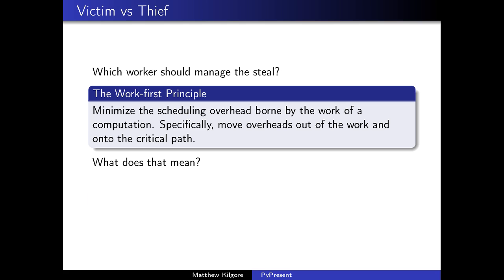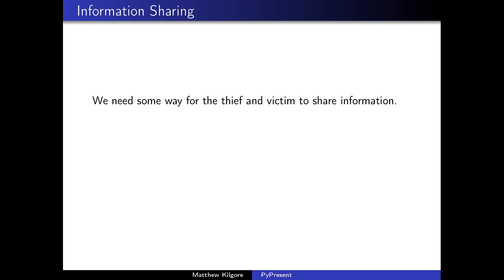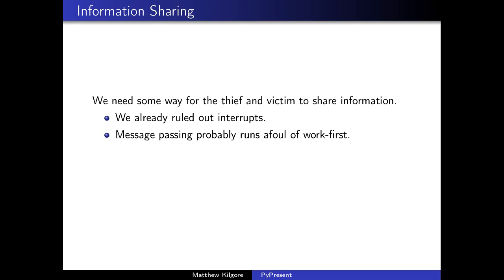That gets us this very simple principle: don't burden the guy who's already doing work. In other words, have the thief do it. Now, with that out of the way, we still need a way for the thief and victim to share information. We've already ruled out a weird interrupt system, and the message passing refinement probably runs afoul of work first. It's going to need some polling on the behalf of the worker, the victim.